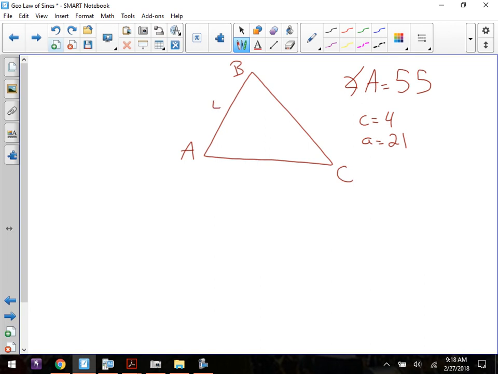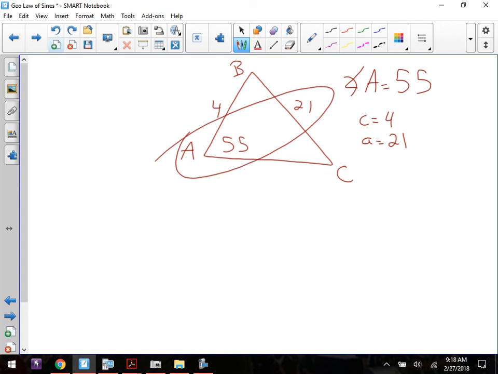So little c is 4, little a is 21, angle A is 55. Do you have an angle and its side opposite? Where? At angle A, good. So I'm just going to do this right away.